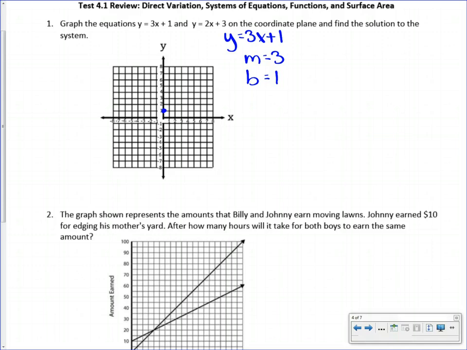And then the slope of 3 is rise over run. So rise 3, so we're going to go up 1, 2, 3, and run 1. That's your next point. And from there, slope is continuous, so rise 3 again, run 1. That's your first line.